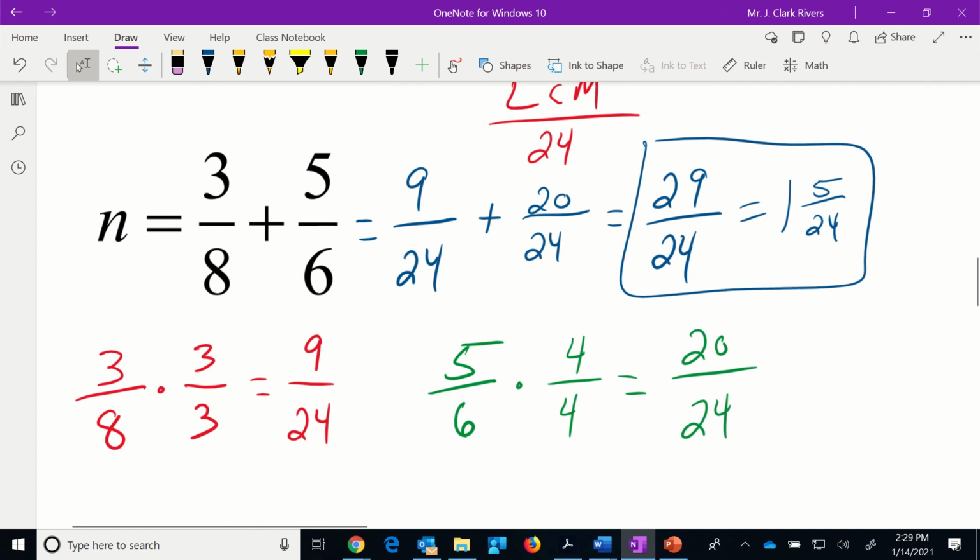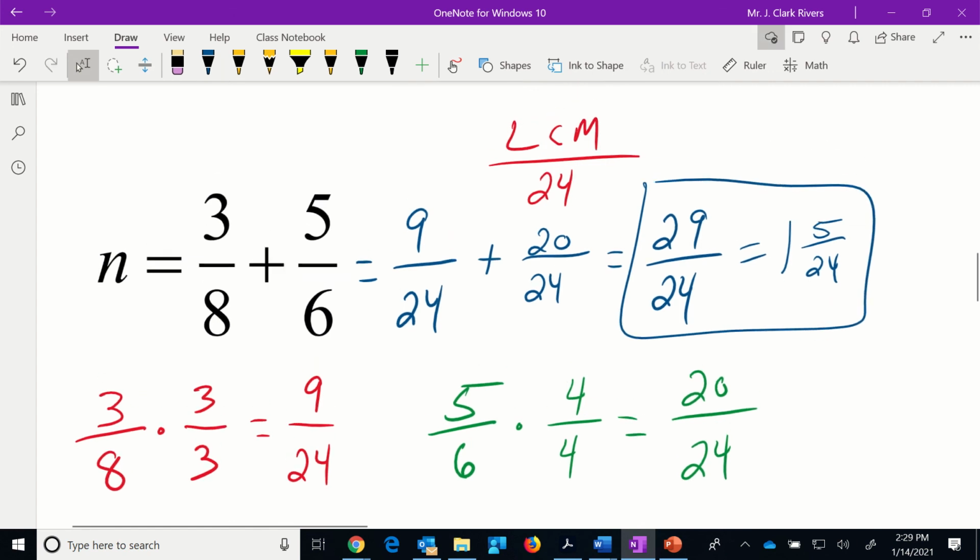So either of those would be acceptable. What did we do? We found the LCM of the denominators, 24 in this case. By the way, it doesn't have to be the LCM. It could be any common multiple, but the LCM is the easiest to work with typically. So we converted both these fractions so they have a denominator of 24.